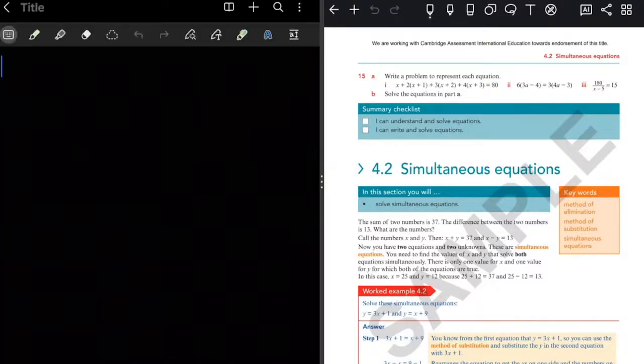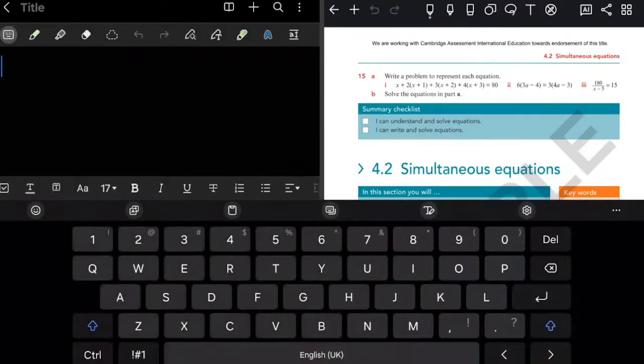Let's get started. What we are going to be doing is a revision of chapter 4. This is chapter 4, the one we are doing.